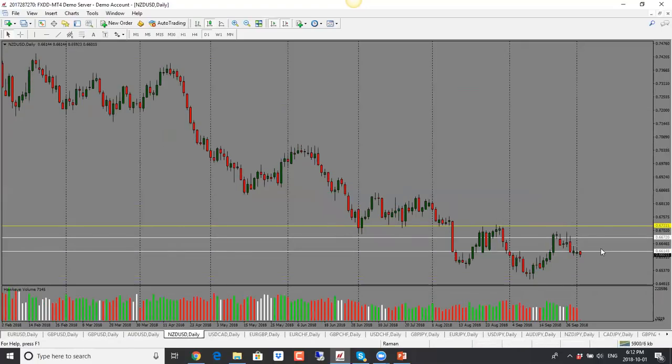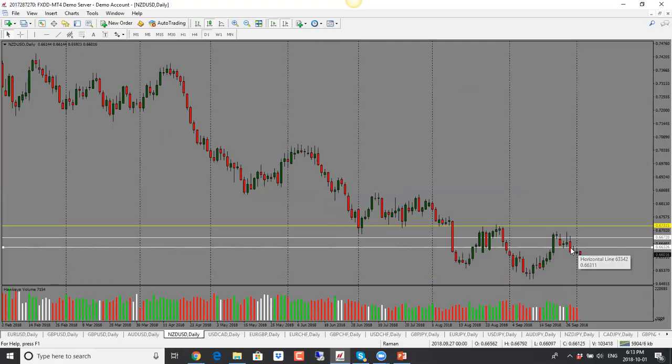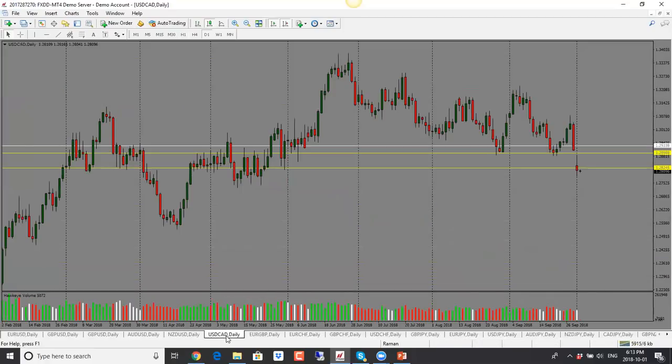New Zealand dollar here, this one has also stayed below this 0.6630 level, this previous support resistance. It wasn't able to break the high, so bias is to the downside. And the next target would be the 0.6570 level, and potentially all the way into the 0.6540 level. So bearish bias for New Zealand dollar as well.